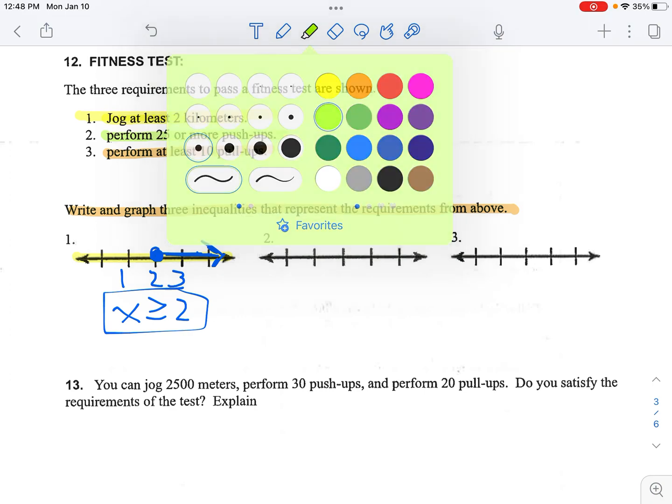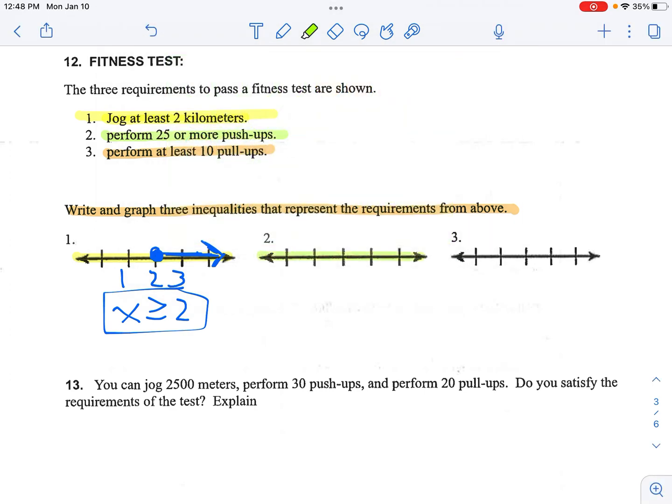Okay, let's focus on number 2, which is green. Perform 25 or more push-ups. 25 or more. So the number of push-ups could be 25, or it could be more than that. So greater than or equal to. So to graph that, I'm going to put 25 in the middle. I'll put 27 down here and 23 down here. Closed circle at 25, pointing to the right.